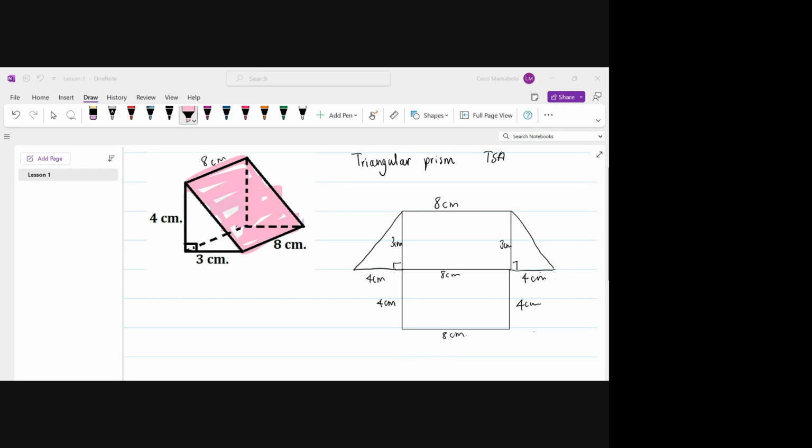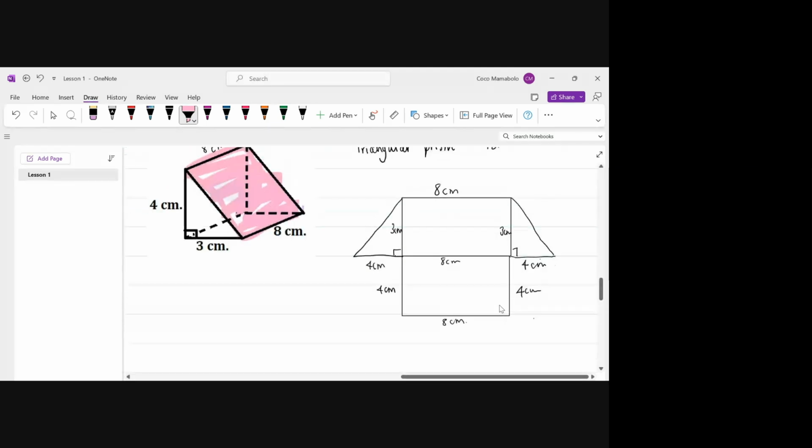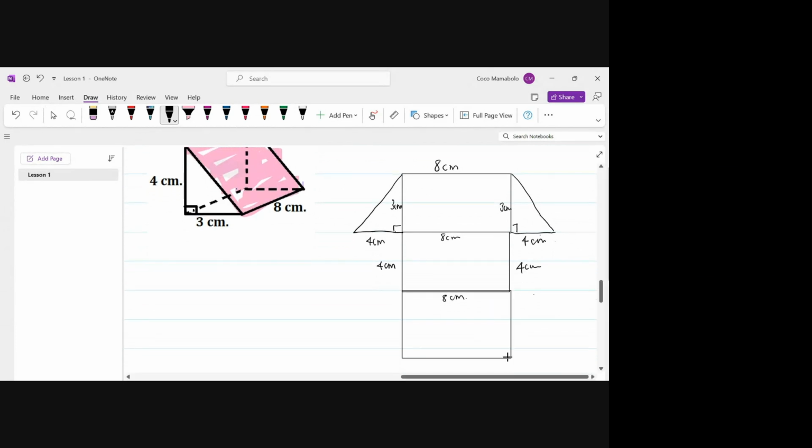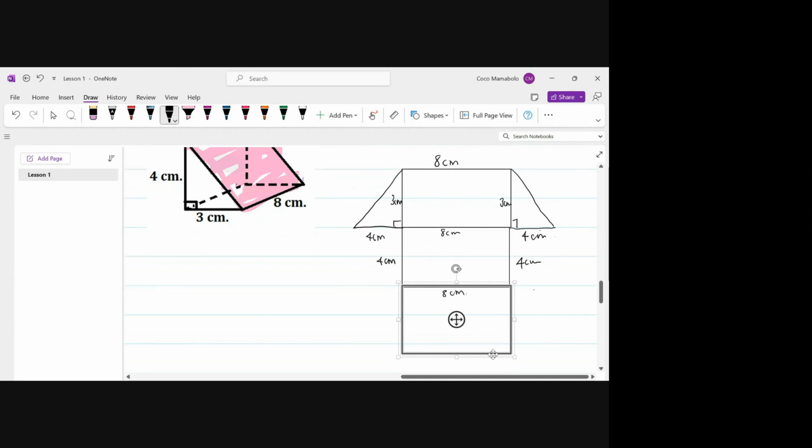Yes, I think you liked it better in 3D. So there's a top rectangle as well, right? If we look at the top rectangle, I'm going to add it in here, this one up top here. We know that the length of that rectangle is 8 centimeters.